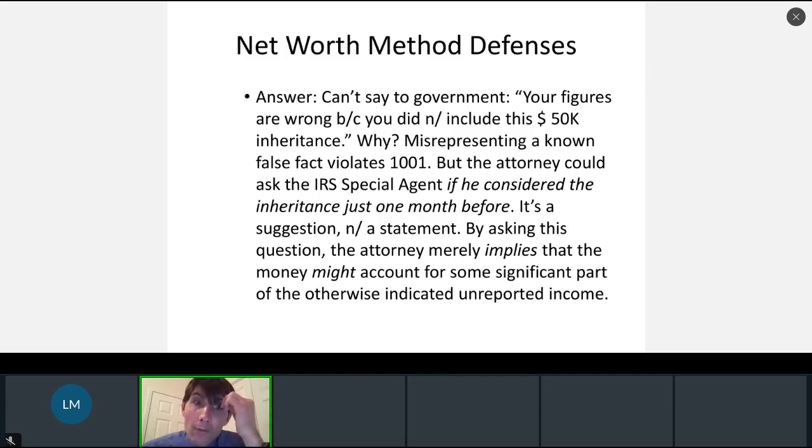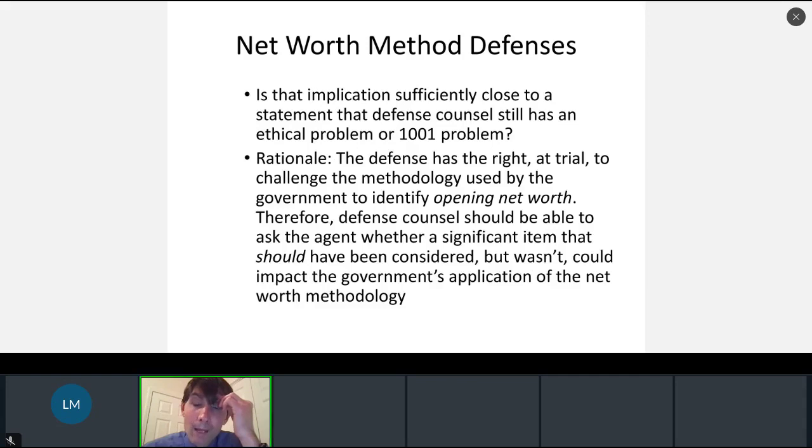But the attorney could ask the IRS special agent if he considered the inheritance just 1 month earlier. It's a suggestion, not a statement. By asking this question, the attorney merely implies that the money might have accounted for some significant part of the otherwise indicated unreported income. I know it's like semantics here, but is that implication sufficiently close to a statement that the defense counsel still has an ethical problem or a 1001 problem?